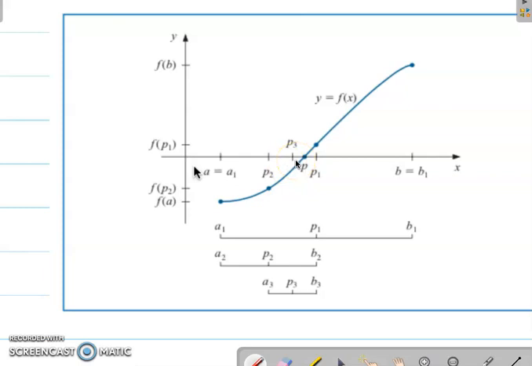By the same procedure we can continue for the third iteration, fourth iteration, and fifth iteration, whatever is required. So this is all about the bisection method.